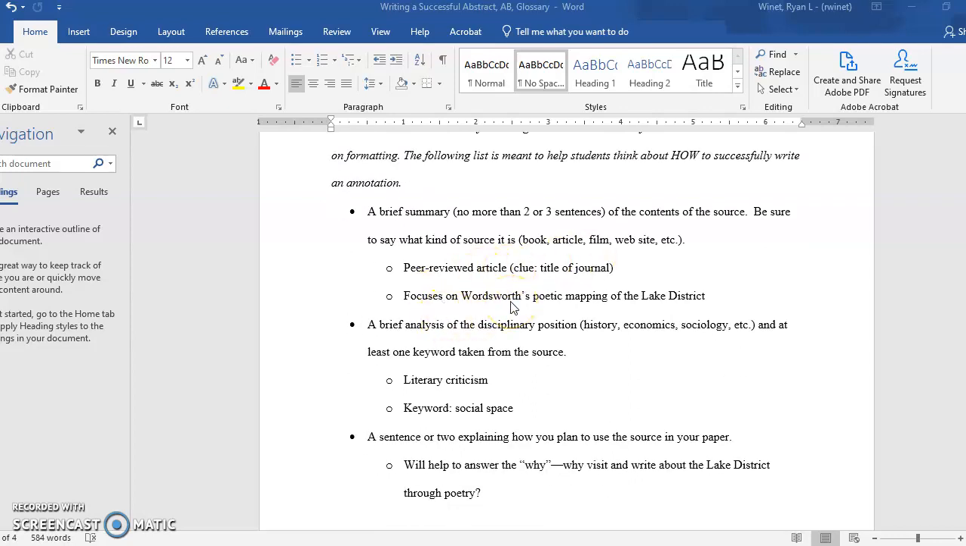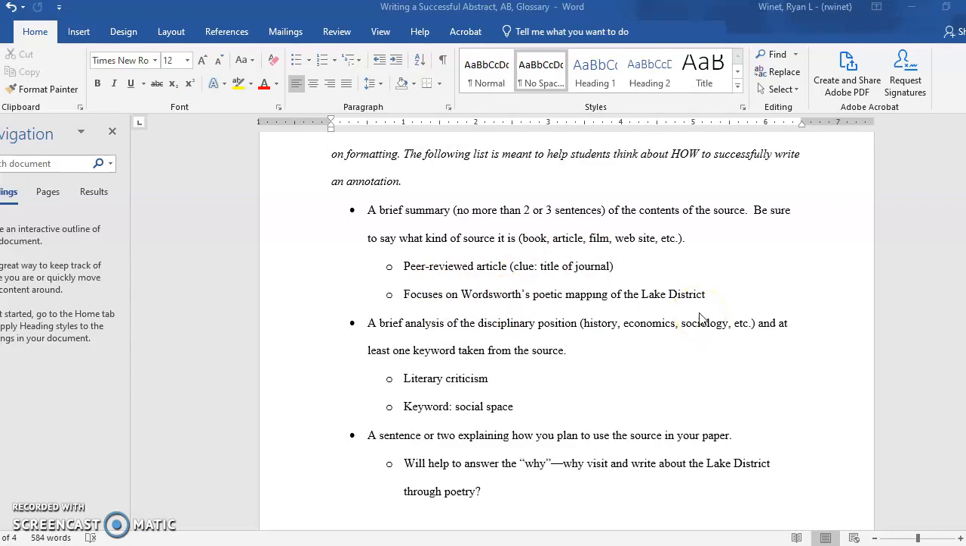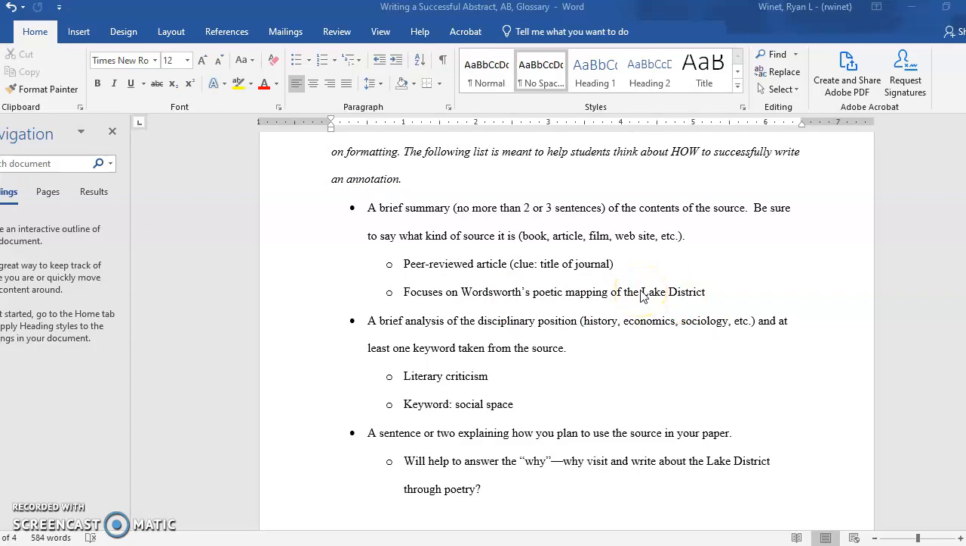This article, broadly speaking, focuses on Wordsworth's poetic mapping of the Lake District. He's using words to create a kind of imaginative map of the Lake District, not necessarily just what it looks like, but what it means to him and to others.